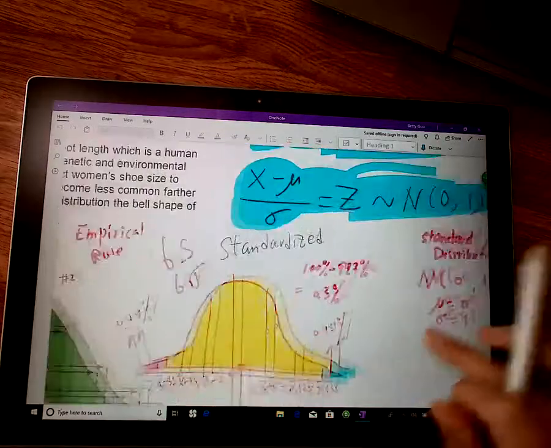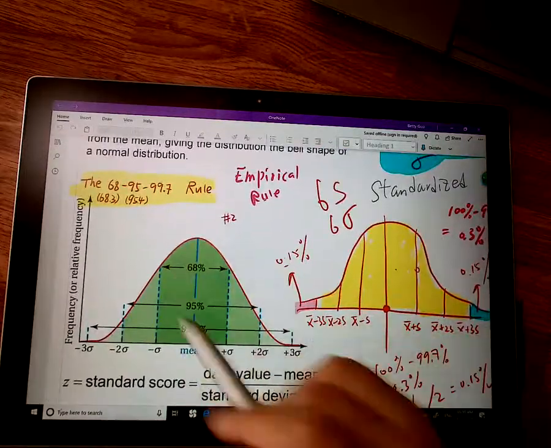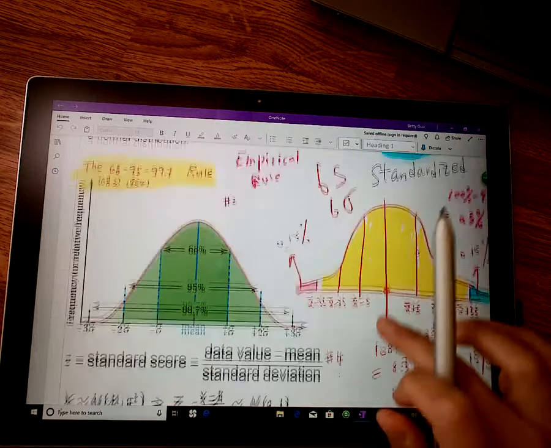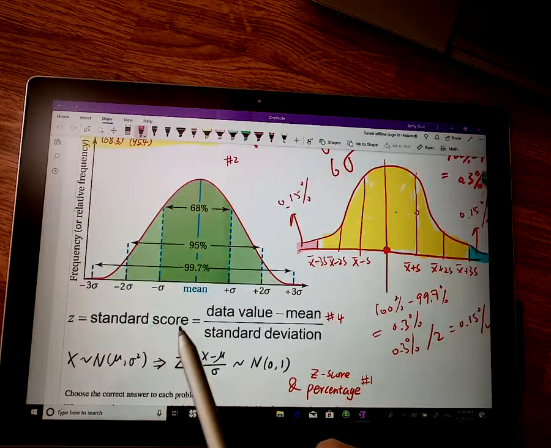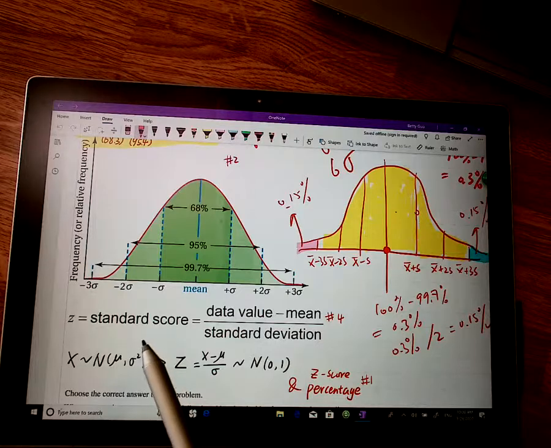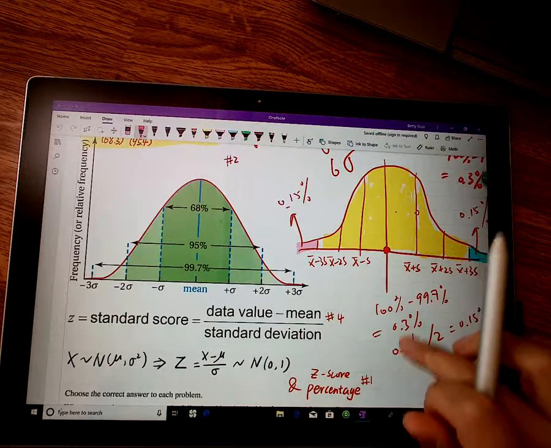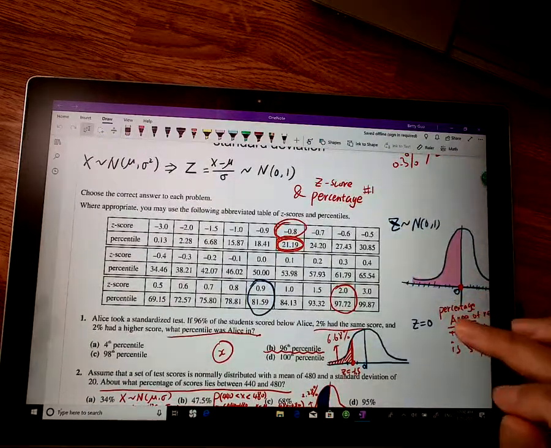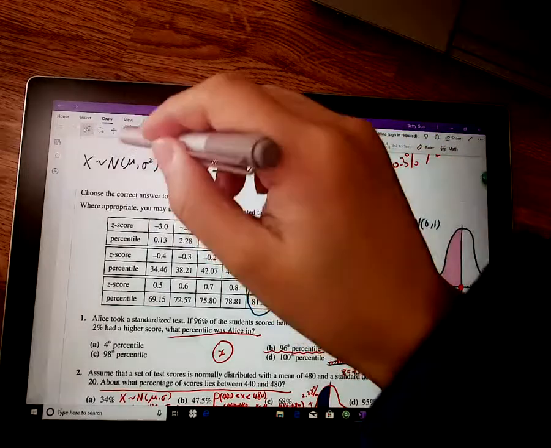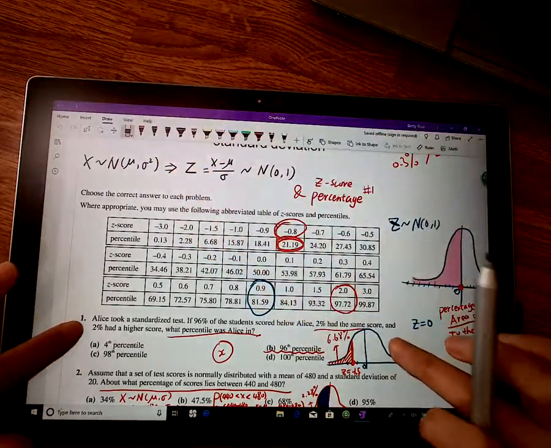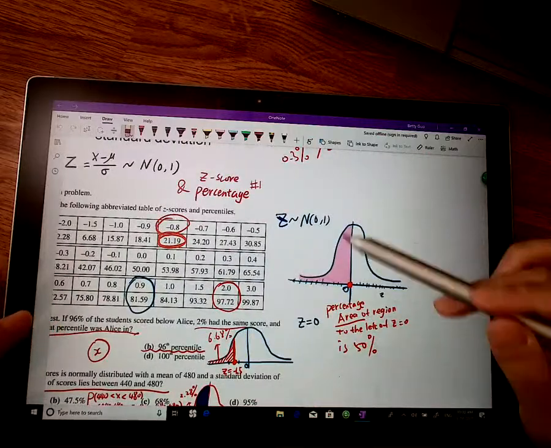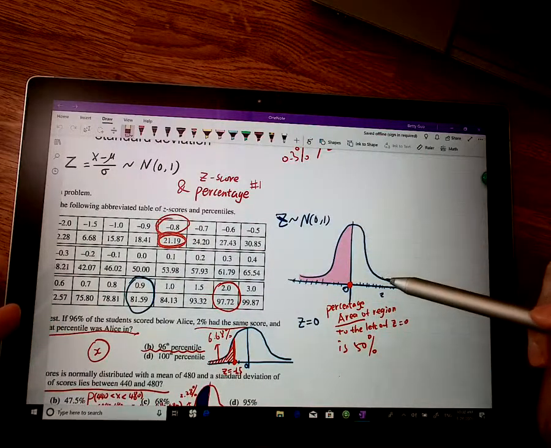Okay? All right, so that is the empirical rule, the theorem, and what is non-standard normal distribution, and what is standard normal distribution. So now let's look at this table. Okay, let's look at this. Oh, you know what? Look at this curve. This curve.